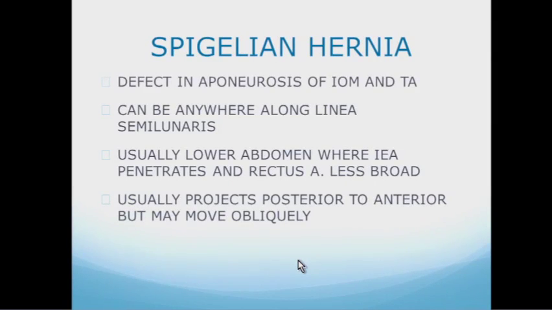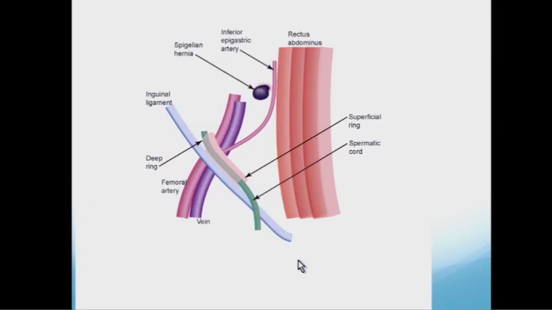Spigelian hernia. This is a defect in the aponeurosis of the internal oblique muscle and the transversus abdominis muscle. It can be anywhere along the linea semilunaris, but it's usually in the lower abdomen where the inferior epigastric artery penetrates and the rectus abdominis muscle is less broad. This projects posterior to anterior, but also may move obliquely. So this is a typical location where the purple blob is seen, typical location for a Spigelian hernia.